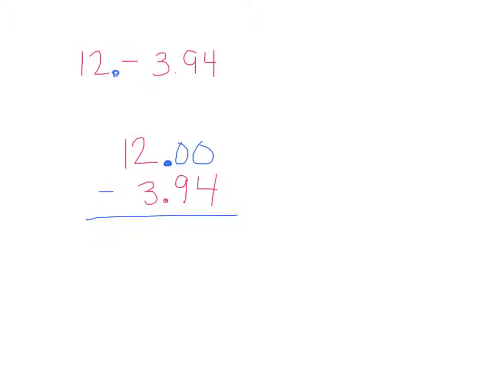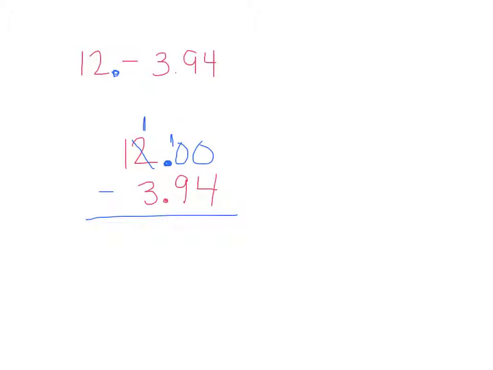If I say 12 minus 3.94, I would put the 12 here. If it's a whole number without a decimal, I need to think about there being a decimal after the 2. So then I would line up the 3.94 here. I would fill in my zeros here and put the subtraction. So I need to do 0 minus 4, which I can't do. I can't do 0 minus 9 either.